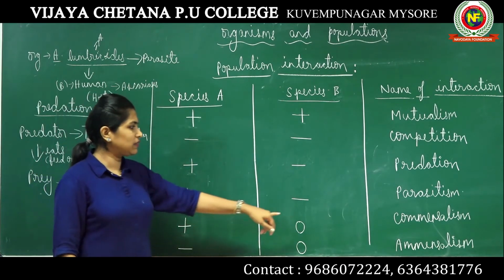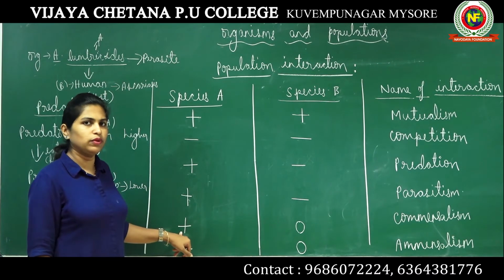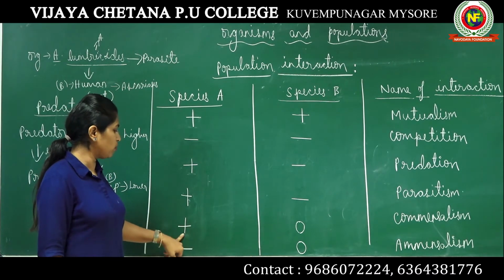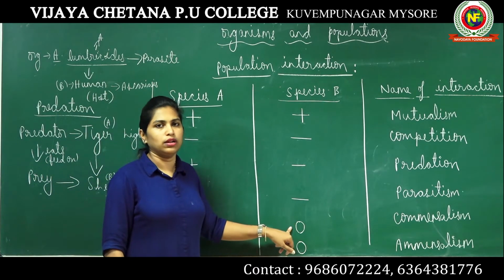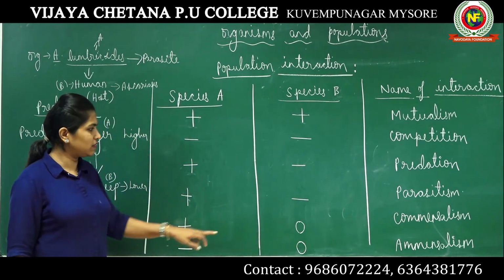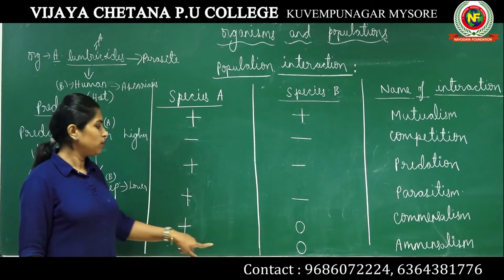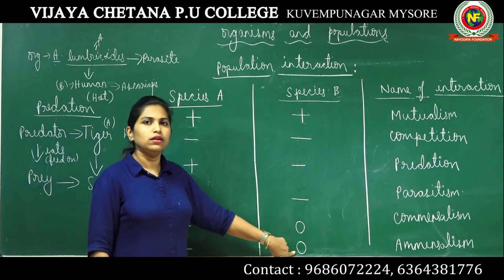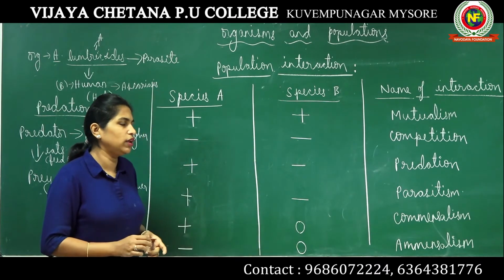Okay, so commensalism is a type of interaction between two species where one species is positively affected and the other species is neutral. There is no effect at all. In amensalism, one species is negatively affected, whereas the other species is neither benefited nor harmed. These are the different types of population interaction.